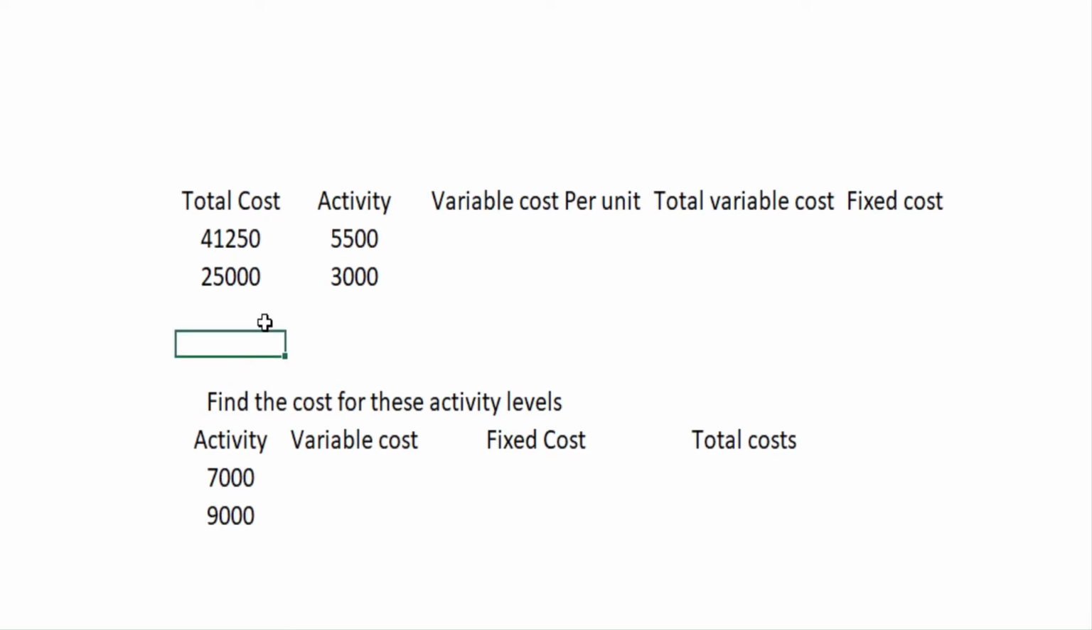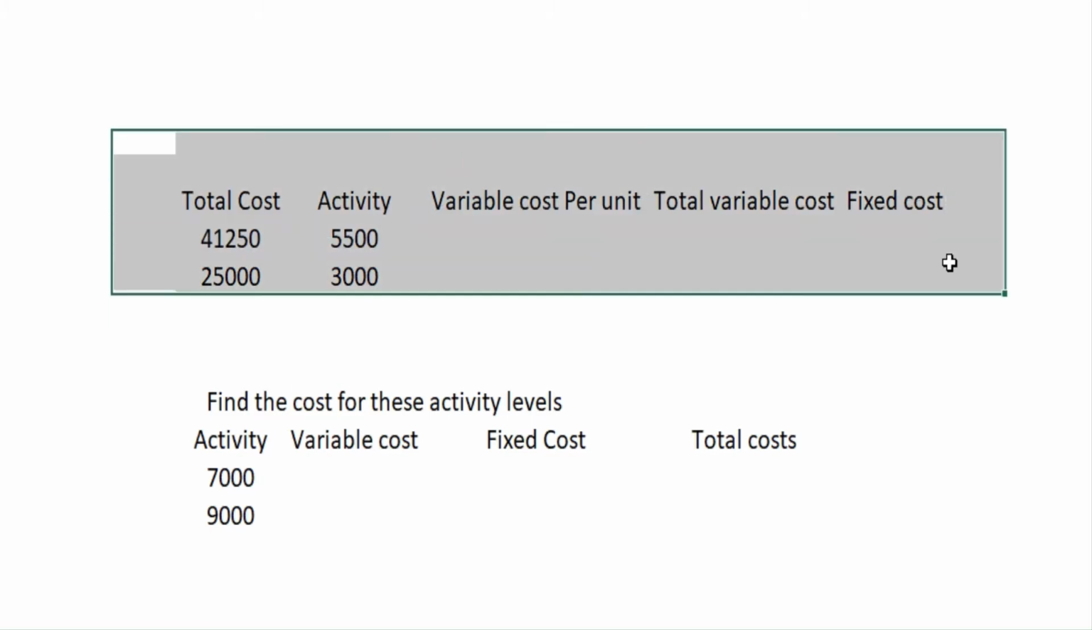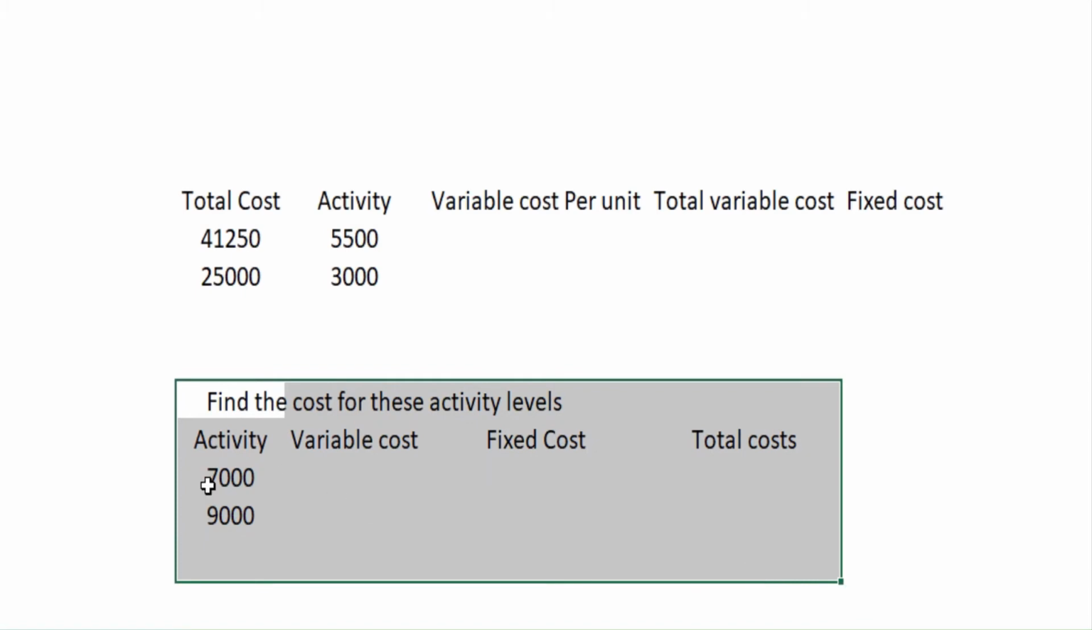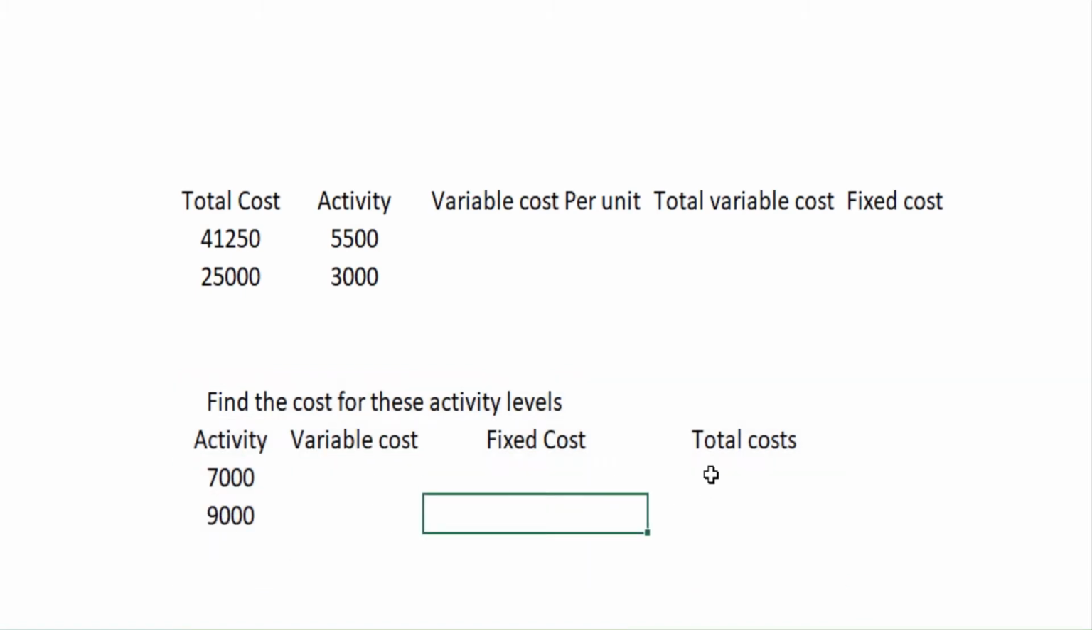Once you have the two, I want you to write out like this. Write on your paper total cost, activity, variable cost per unit, total variable cost, and fixed cost. That's the order for working everything out. And then underneath, for the new ones, you'll have their activity level, variable cost, fixed cost, and then total cost.